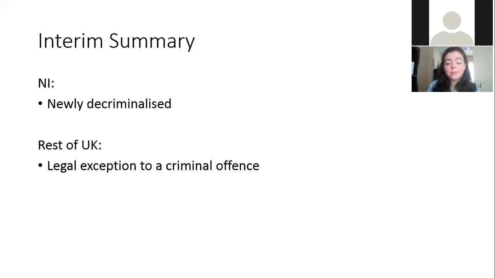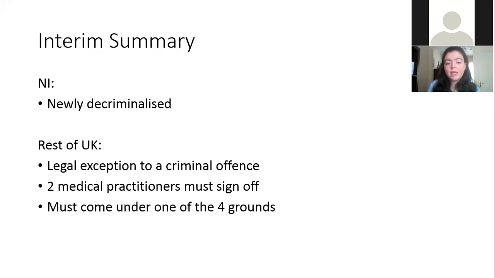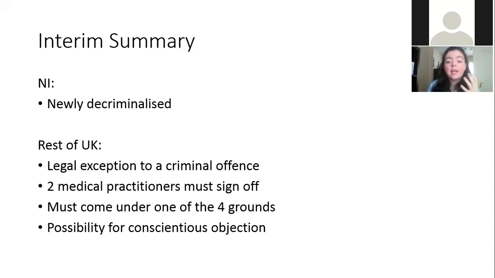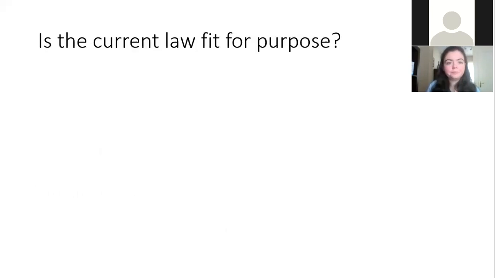The rest of the UK is still a legal exception to a criminal offence. 2 medical practitioners must sign off. It must come under one of the given 4 grounds, the first one being the vast majority, and there is a possibility for conscientious objection if you fulfil the conditions of the Act, and also backed up by the court.